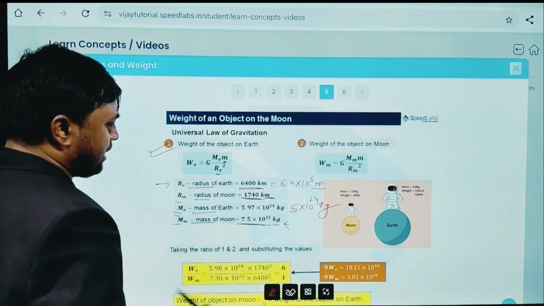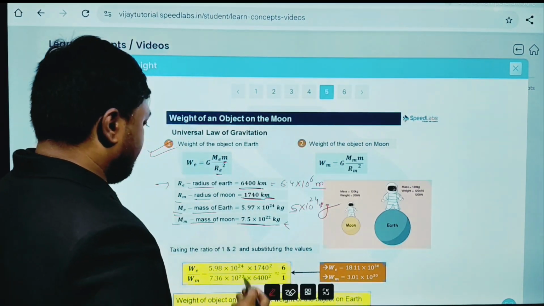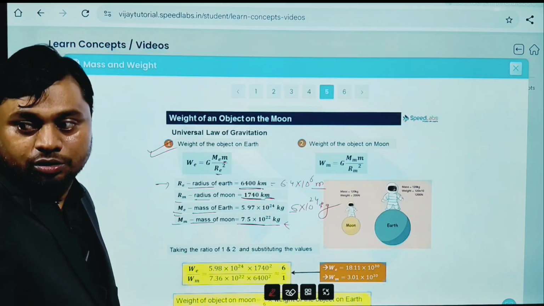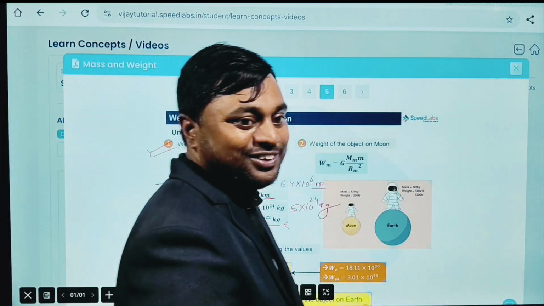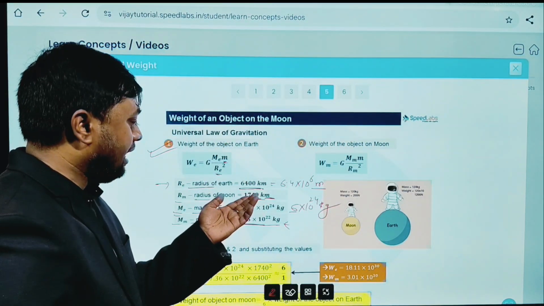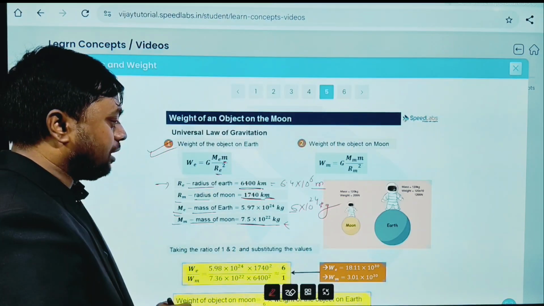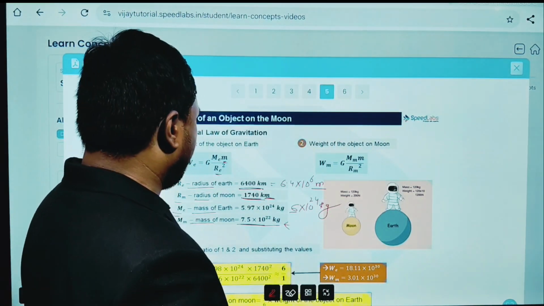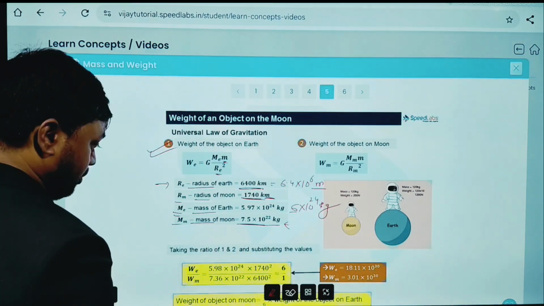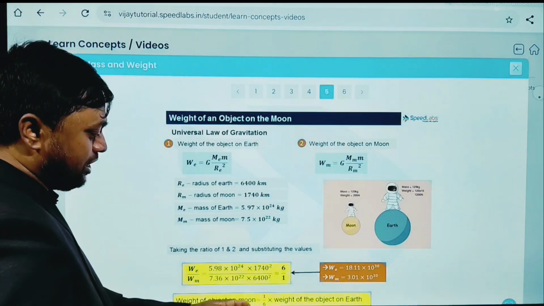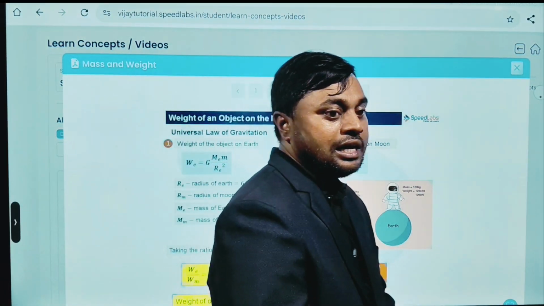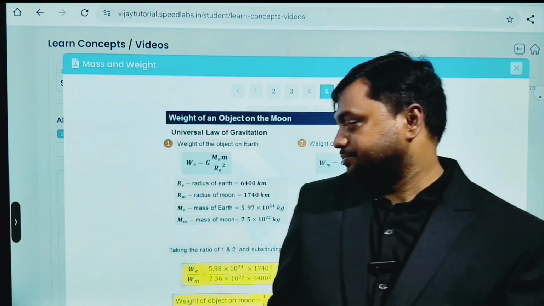You can clearly see that the earth is approximately 100 times heavier than the moon. The earth is bigger than the moon. Even the radius of the earth, 6400 kilometer, is more than 3.5 times the moon's radius of 1740 kilometer. So you can see the weight of the body on the moon is 1/6 times the weight of the body on the earth. Directly you can remember this.